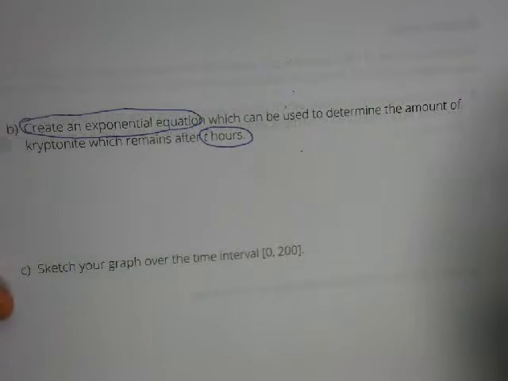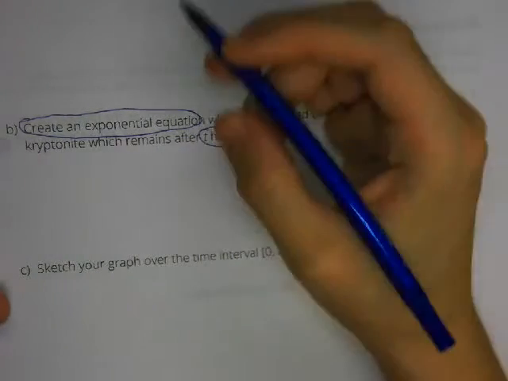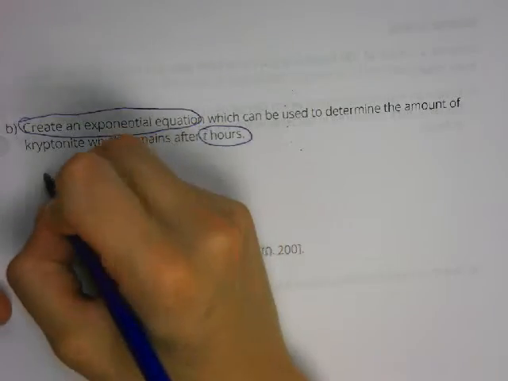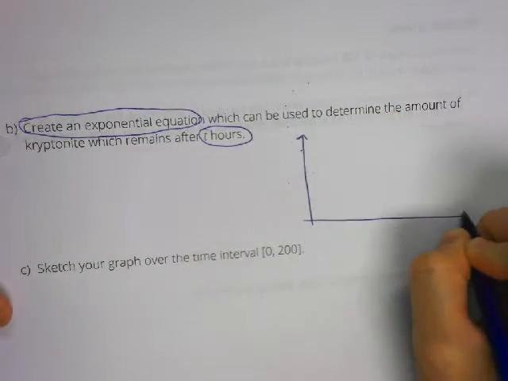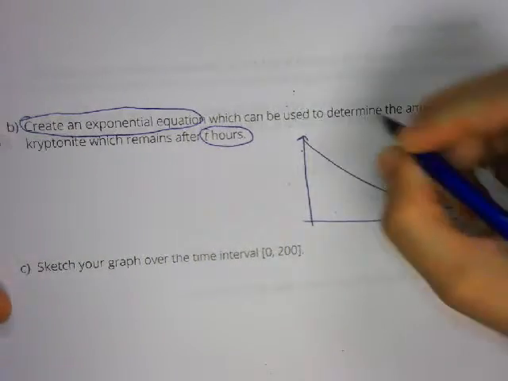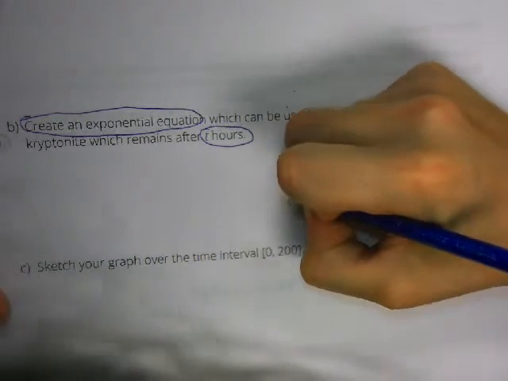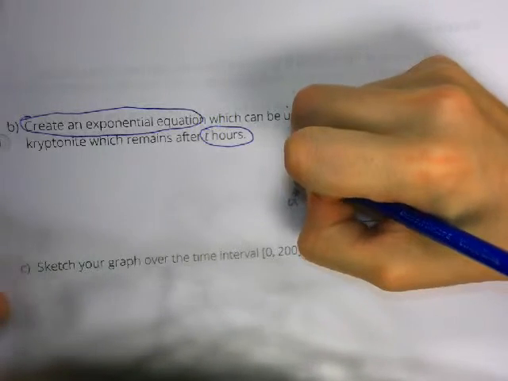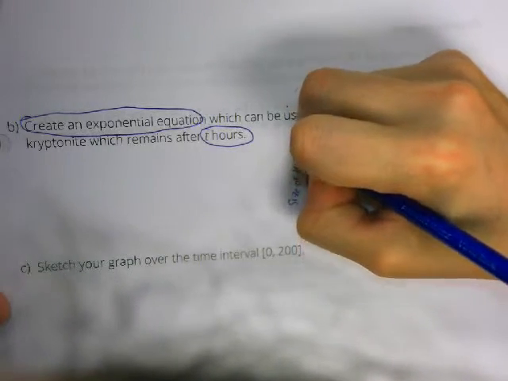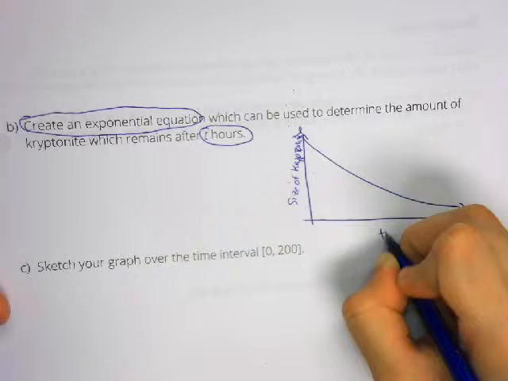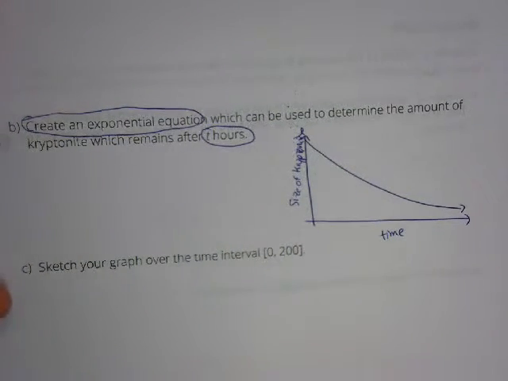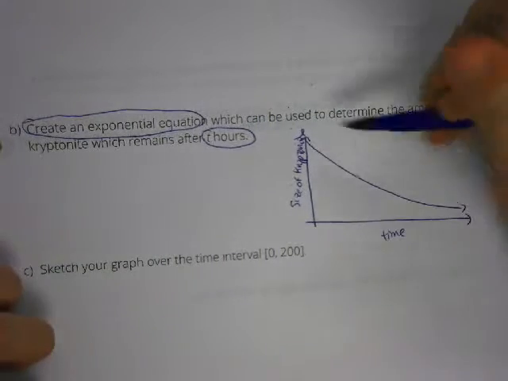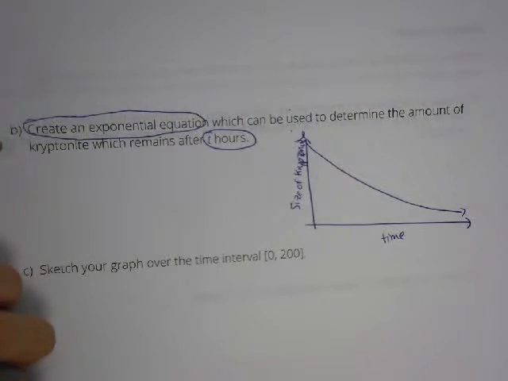For this exponential equation, I already know that kryptonite follows a half-life rule. So that means it follows an exponential decay, where this is the size of kryptonite and this is time. We already know that from the first part of the problem, so I'll just use that information to create my equation.